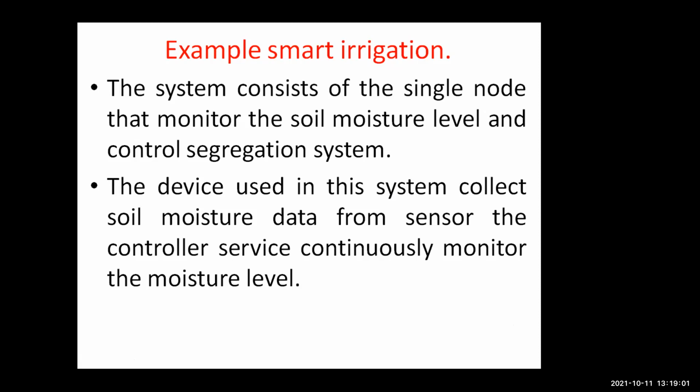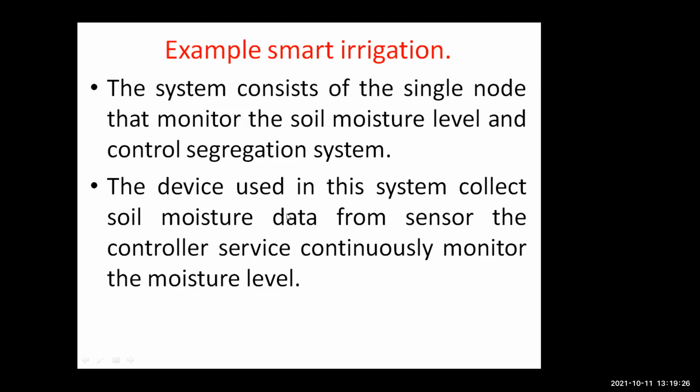Why do we have to store the data in the cloud? It is for further prediction. For further prediction, the analyzed data has to be stored in the cloud. That is level 2 smart irrigation: a system consisting of a single node that monitors the soil moisture level and controls the irrigation system.